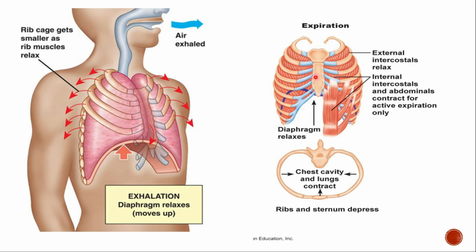Now the pressure inside the lung is greater than the external environment. So it means that air moves out of the lungs down the pressure gradient, that is, from high pressure towards lower pressure.